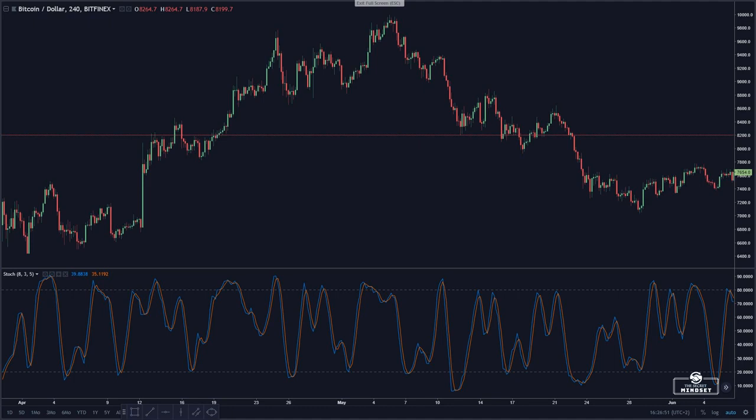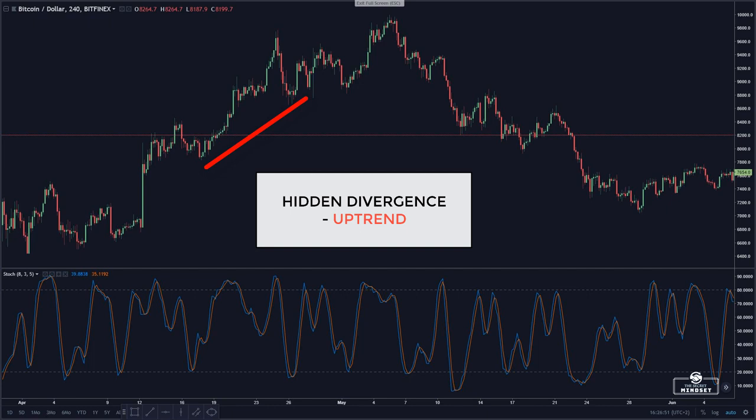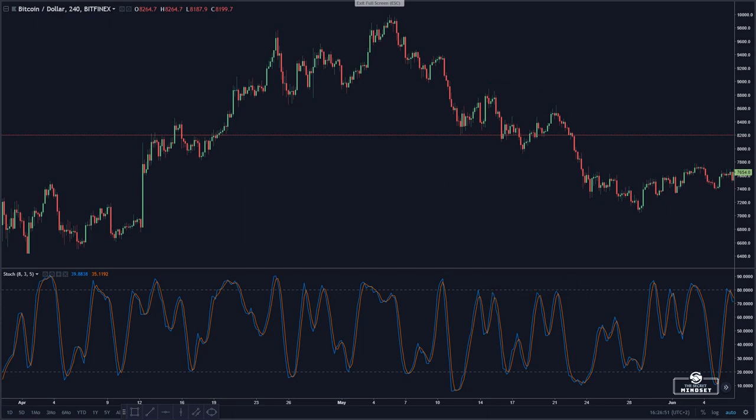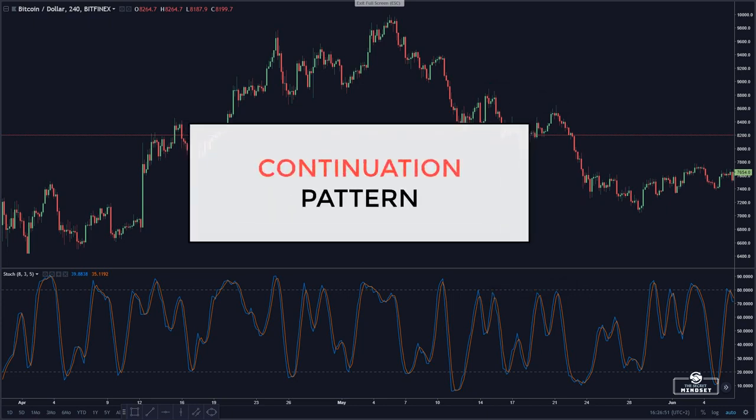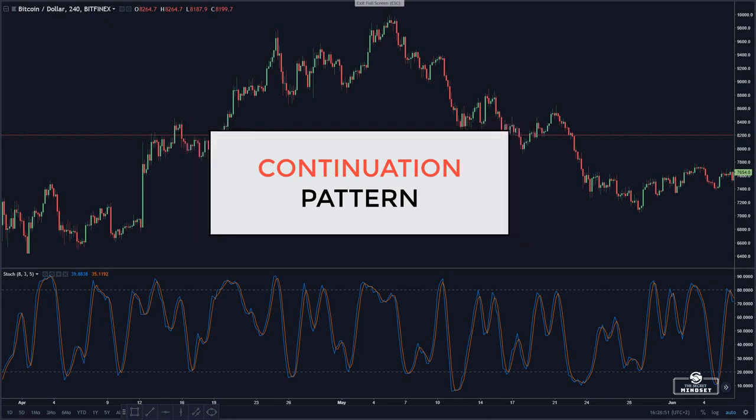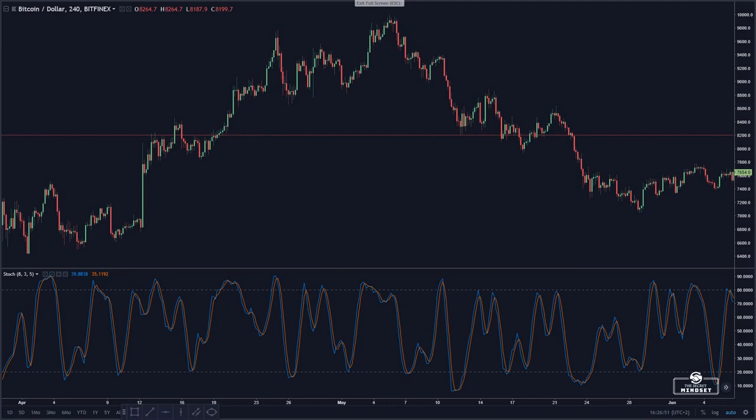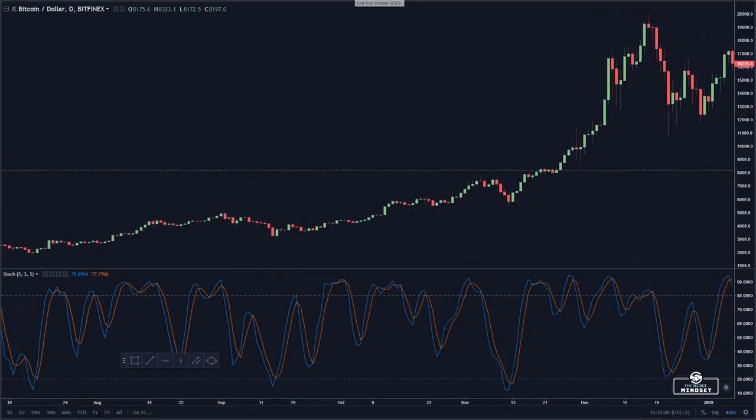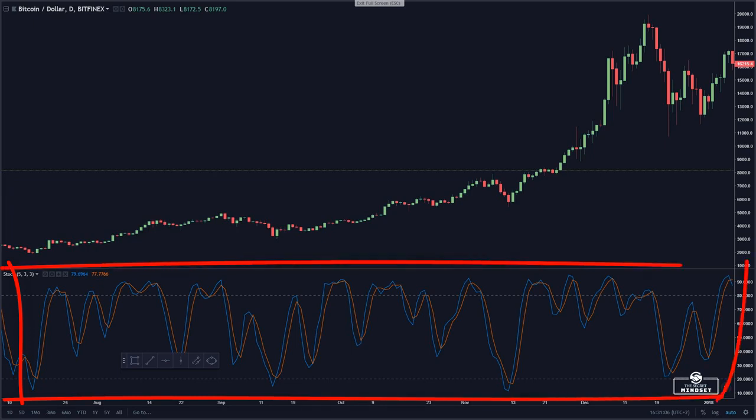A hidden divergence is a visual non-confirmation which involves higher lows of the price but lower indicator values during an uptrend, and lower highs of the price but higher indicator values during a downtrend. A hidden divergence signals a continuation move in the direction of the prevailing trend. That's why if you prefer to take positions in the direction of the main trend, the hidden divergence can generate some pretty accurate signals. For spotting divergences, you can use many tools, but I prefer to use the stochastic indicator.